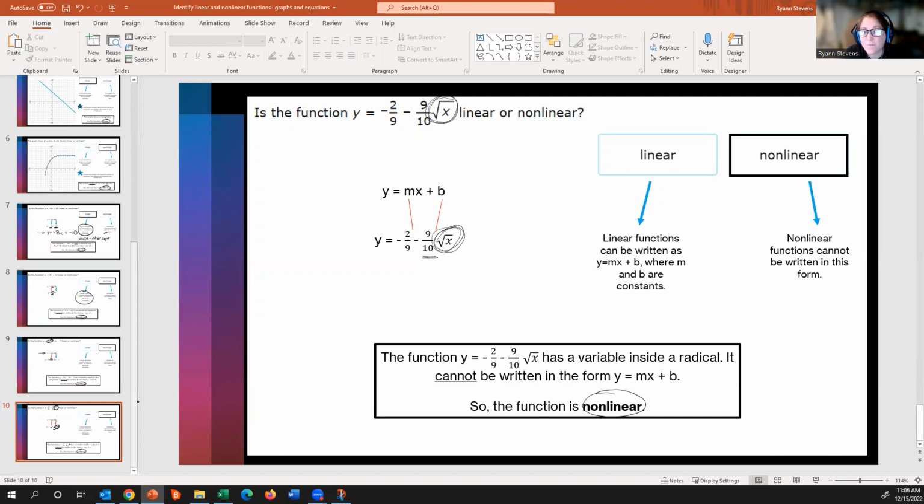Again, a good way to remember this is if you see the variable has an exponent attached, if you see that the variable is the exponent, or if you see the radical or the square root symbol, that's going to tell you that this is not going to be able to be written in that slope-intercept format.